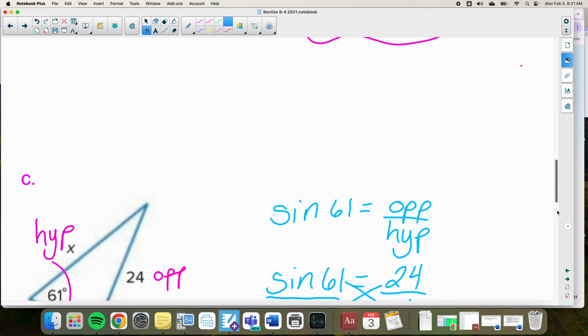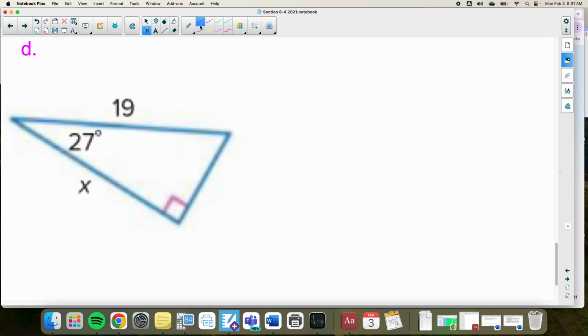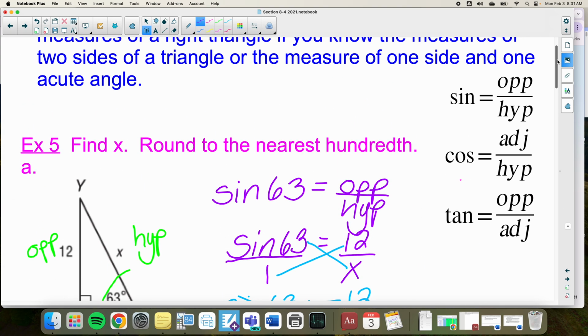All right, so now if we look down at this bottom one, again, I mark this. What's the 19? Which side is that? Hypotenuse. And then my x is between the right angle and my angle, adjacent. Which of our trig functions deals with hypotenuse and adjacent? Cosine, yes. So it's this one right here.